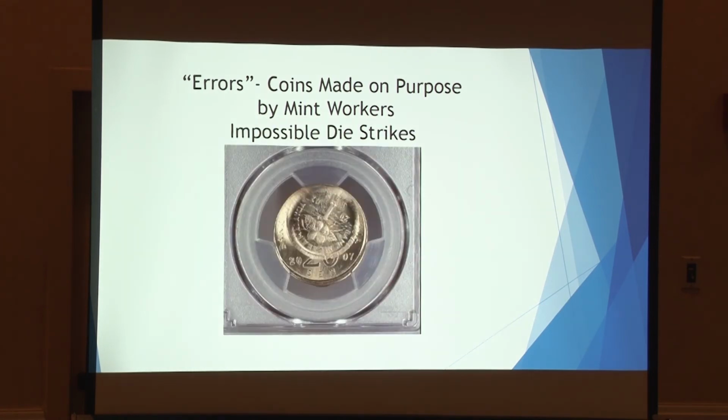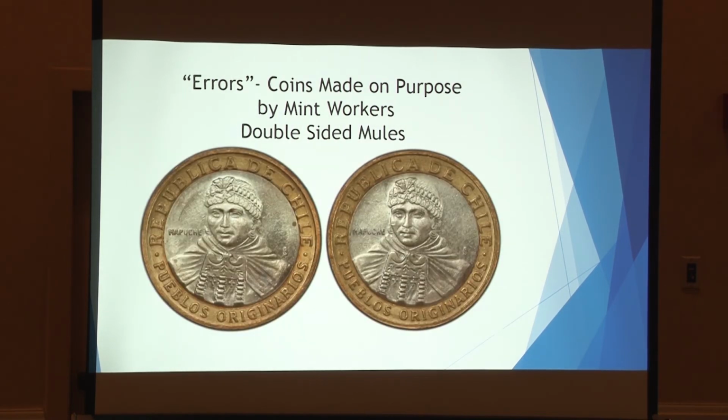So, for instance, you'll have a smaller die striking a larger planchet. Can't be done because it won't fit into a collar. This can only be done on purpose. It's not an error. It's something that was done by Mint employees on purpose. So these are more like fantasy pieces. They call them midnight production pieces.